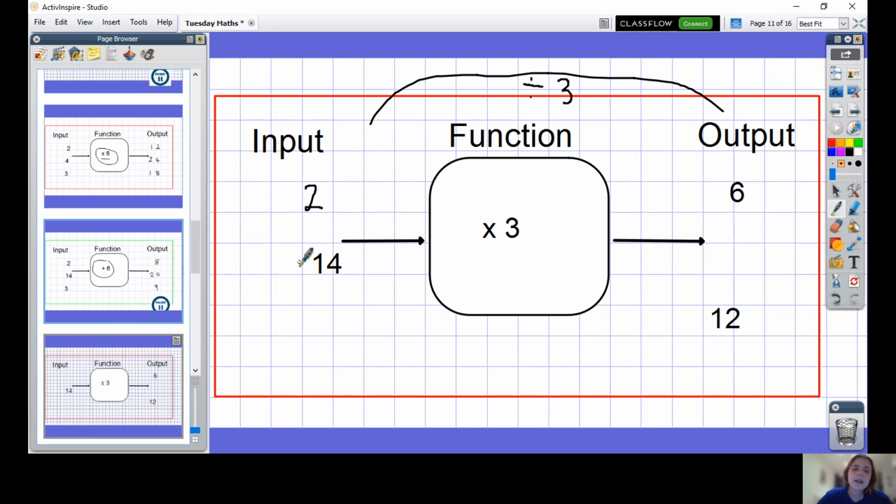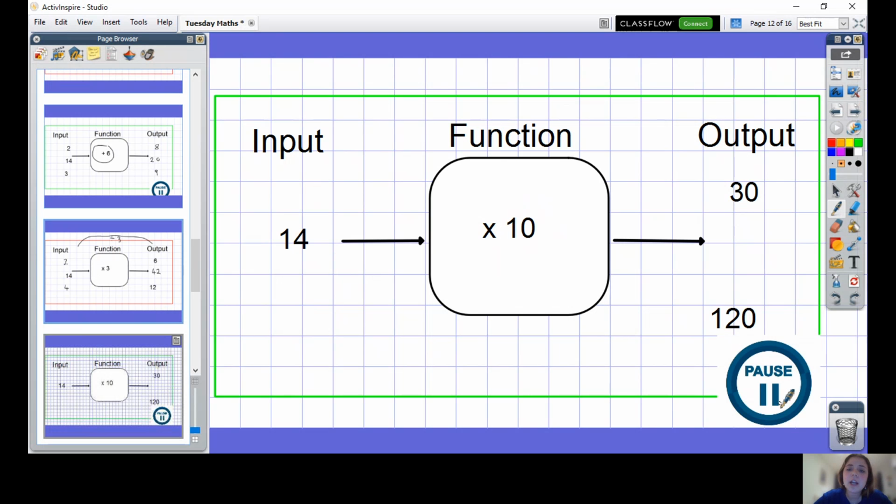Good. My next question says 14. 14 is input into the machine and it's multiplied by 3. At this point, I will need to do 14 times 3. I don't know my 14 times table, so I'd either need to use short multiplication or a mental method. I know that 10 times 3 is 30, 4 times 3 is 12, add them together to get 42. My final question, you can see I'm going to have to use the inverse again. I know my output is 12. Something times 3 is equal to 12. To do the inverse, I would do 12 divided by 3, which is equal to 4.